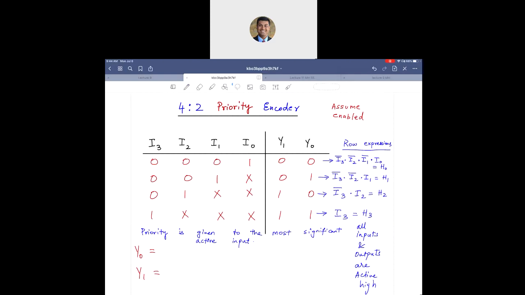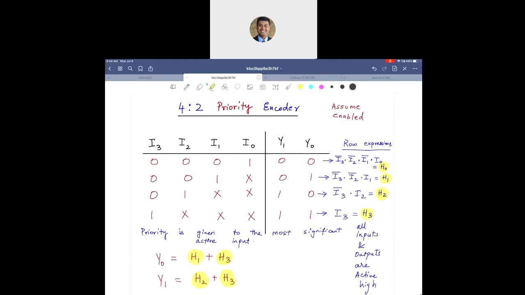So what should I write for the expressions for Y0 and Y1? Y0 is going to be H1 or H3. And Y1 is going to be H2 or H3. Here is H0, H1, H2, H3, H1, H2, H3, H2, and H3. Again, we have the same situation. H0 doesn't play a role. It is not connected to anything.